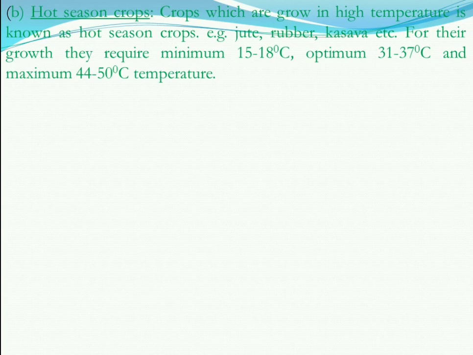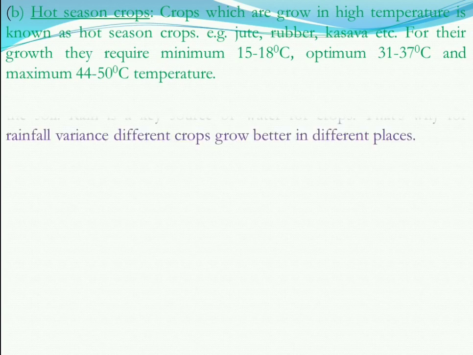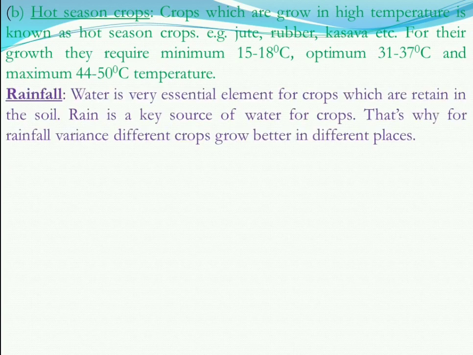Let us move to the next element of weather and climate that makes influence on crop production, that is rainfall. We know water is very necessary for crops, and for that they are taking the water from soil basically, and from air they are taking little amount of water, but basically they are taking the water from soil. So they depend on soil water. Rain is the key source of water for crops because there are so many sources. Earlier in chapter 2 we have discussed about irrigation. That is one type of water source for crops. Rain is another one.